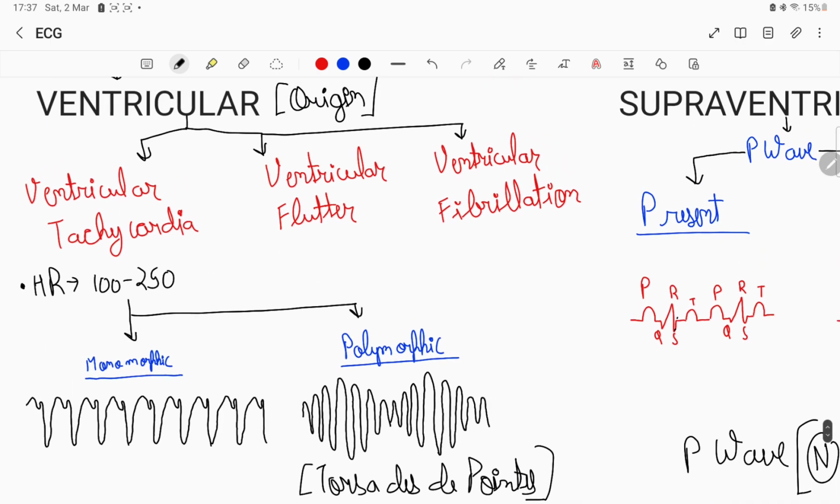Next, if I talk about ventricular flutter, herein the heart rate would be more than 250. Ventricular fibrillation is difficult to diagnose as there is no definite pattern.